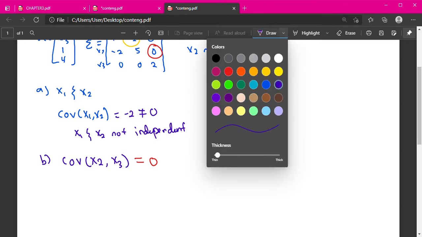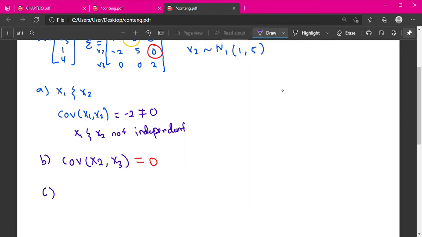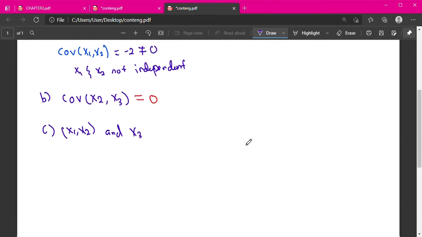Okay, C: X1, X2 and X3. So how do we do X1, X2 and X3? We need to observe the variance covariance matrix with partition. We partition the variance covariance matrix into two.